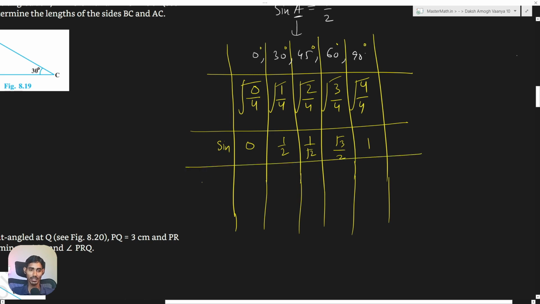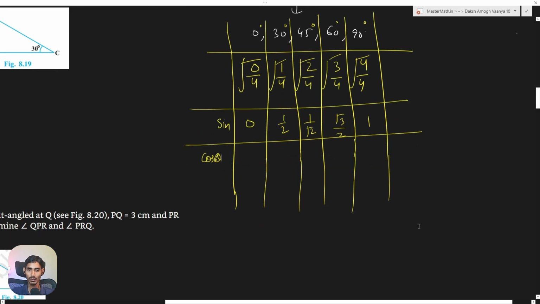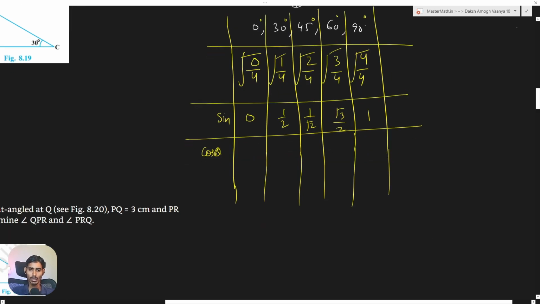If you are able to get these values, every other value you can get pretty comfortably. Just flip the sine values and you will get the cos values. Flip in the sense of the reverse order: 1, root 3 by 2, 1 by root 2, 1 by 2, 0. Everyone pay attention here. Don't write anything. So just flip that.